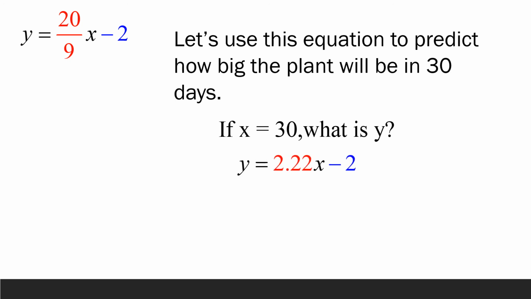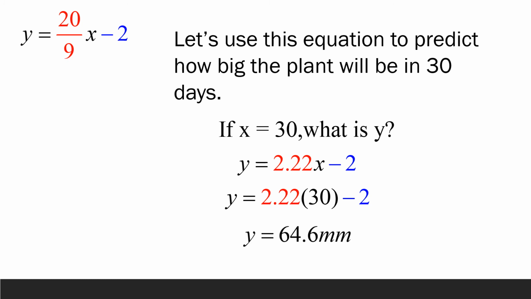Well, I'm going to change that 20 over 9 to a decimal just by putting 20 divided by 9 into my calculator, because it'll be easier for me to calculate. I plug the 30 in for x and go to my calculator, and I'll get 64.6 millimeters. So that's how tall my plant would be in about 30 days.